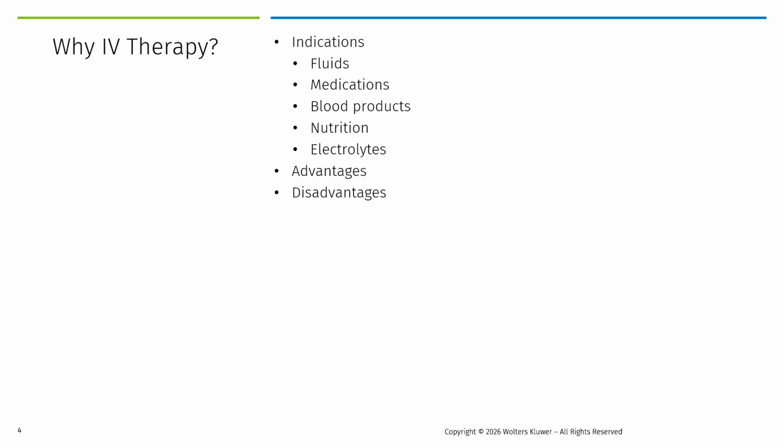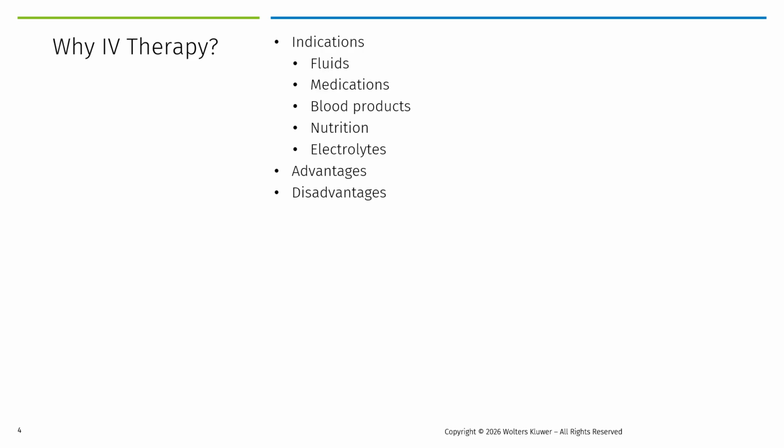So before we talk about how to manage IV therapy, let's first discuss why we use it. So IV therapy provides direct access to the bloodstream, allowing fluids and medications to work very quickly and predictably. It's commonly used when patients can't take medications or fluids by mouth and need rapid treatment or require therapies that aren't absorbed well through the GI tract. And some of the most common indications include fluids to treat dehydration, maintain hydration, or restore circulating volume.